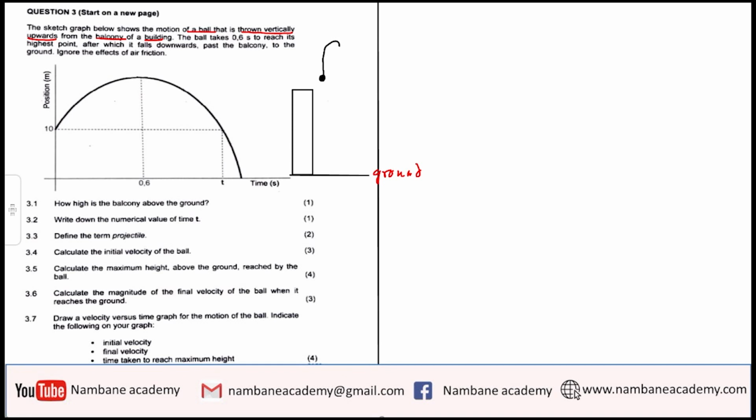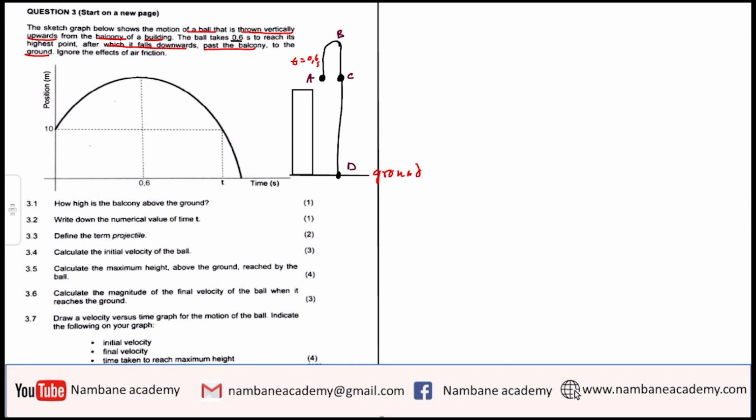It will reach the maximum height. The ball takes 0.6 seconds to reach the highest point. Then I am told that t here is 0.6 seconds. After it falls down past the balcony to the ground. So I am told that it will pass where it started and now go straight to the ground. Can I assign my ABC for me to know where I am in the position of the projectile? Yes, I can say this is A, B, C, and D, ladies and gentlemen.